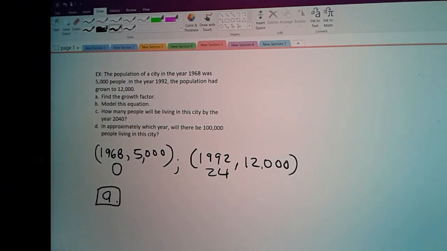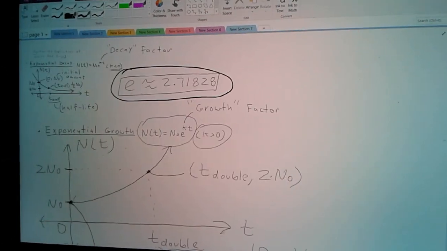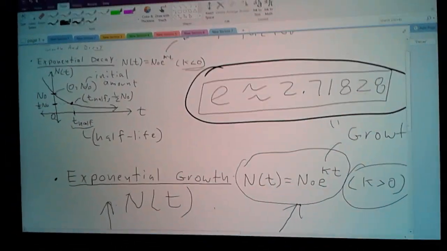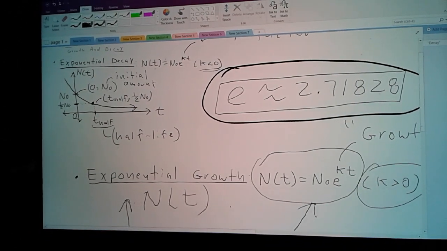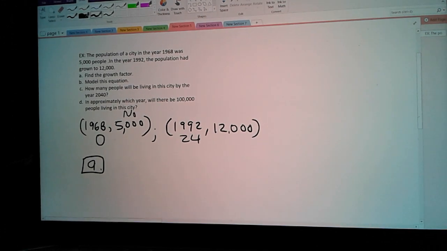So we have an initial amount. So the initial amount is going to be from 1968. So remember I told you the initial amount means when your time is zero, that's how many people are living, or what the population might be. So in this case, at zero, we get 5,000 people. So this is going to be my N naught here.